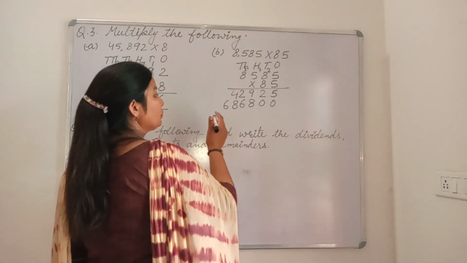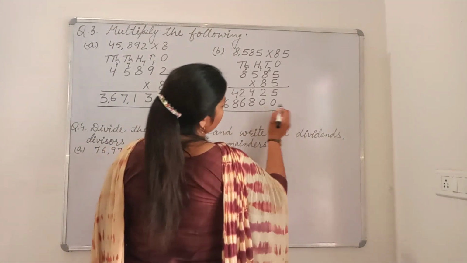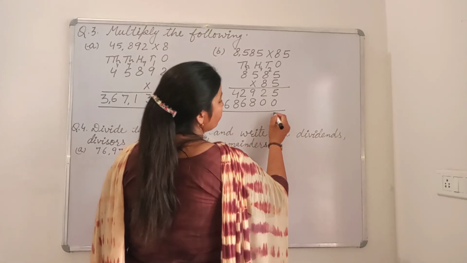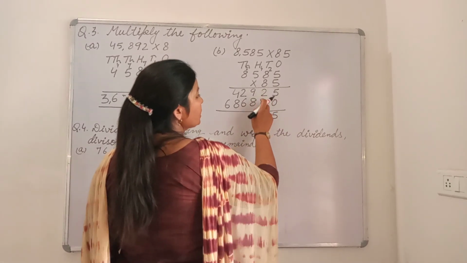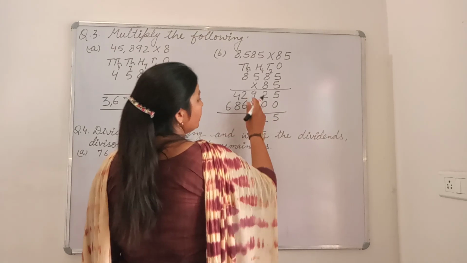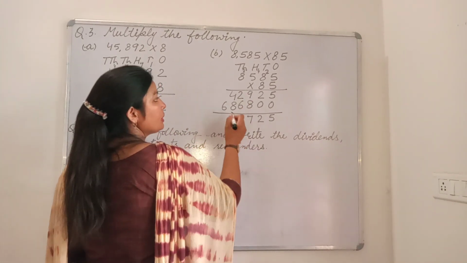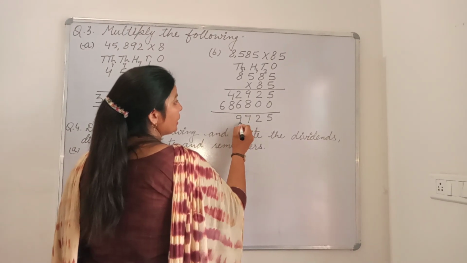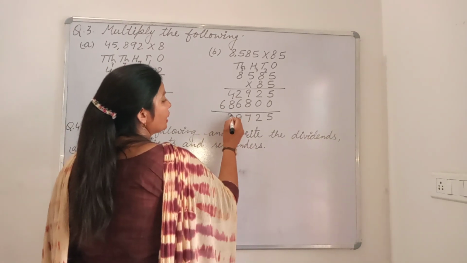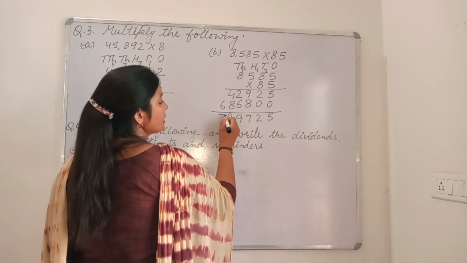Okay. Now we should do the addition of these. So 5 plus 0, 5. 2 plus 0, 2. 9 plus 8, 17. 1 goes carry. 2 plus 1, 3. 3 plus 6, 9. 8 plus 4, 12. 1 goes carry. 6 plus 1, 7.